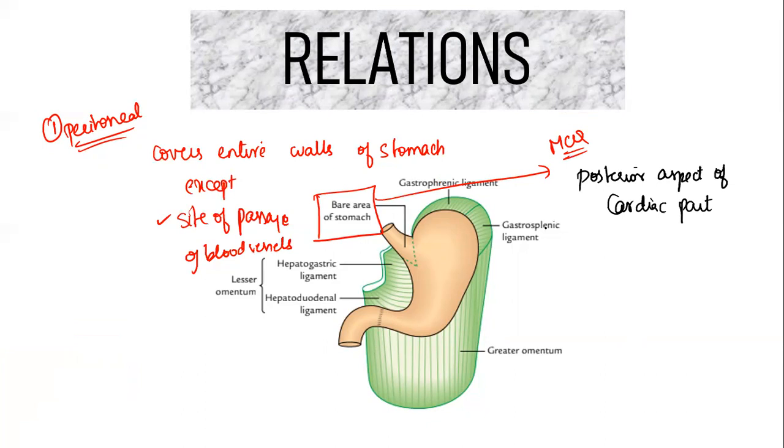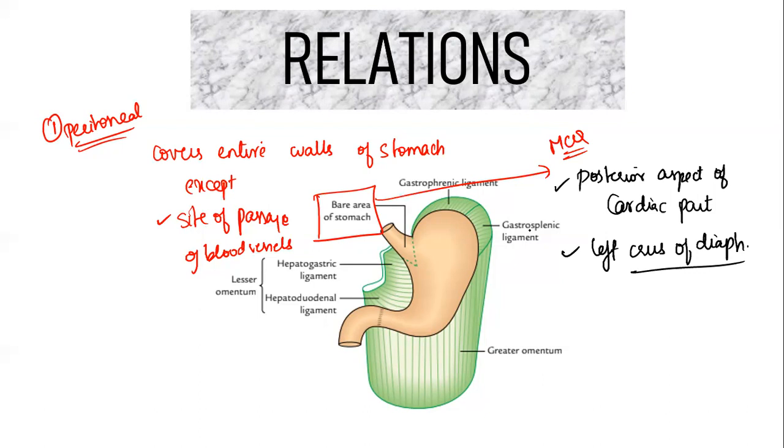The next point is how it is related. So the bare area of the stomach, very important. It is related to the left crus of the diaphragm. So you have got a left crus, right crus and all that. So it is related to the left crura of the diaphragm. These are the 2 points that you must know with respect to the bare area of the stomach.